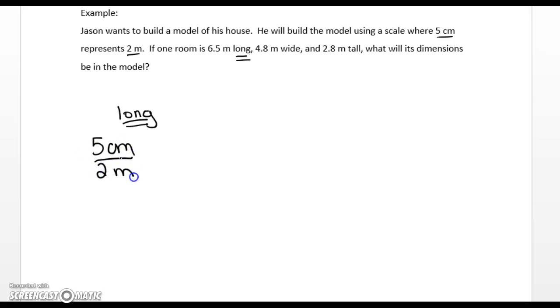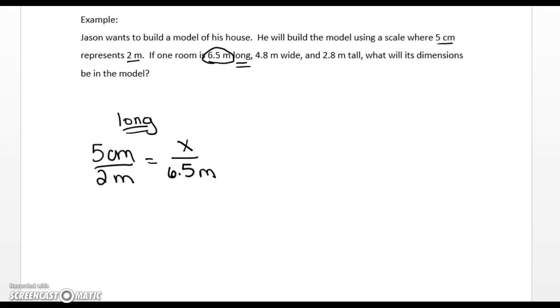So that tells us we have 5 centimeters over 2 meters. So that's equal to, so here in real life, we're told that the room is 6.5 meters long. So whenever we're trying to create a proportion, remember we need to have our units in the same place. So if meters is on the bottom in our first fraction, meters has to be on the bottom of our second fraction. So fill this in as 6.5 meters, and then we're looking for the centimeters, so we're going to leave that as x.